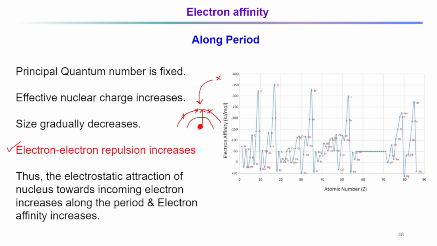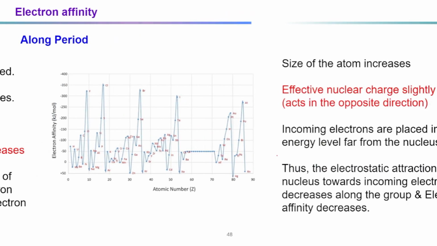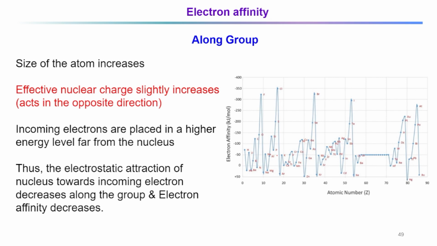You can see here from the graph lithium, beryllium, boron, carbon, which we will discuss. Now let's see the trend along the group. What factors are there? The size of the atom increases. As we go from top to bottom, we have more and more shells or orbits, so the size of the atom increases. The effective nuclear charge slightly increases, which acts in the opposite direction, but this point is minor, so we can neglect it. This is written in red. This is a minor factor.